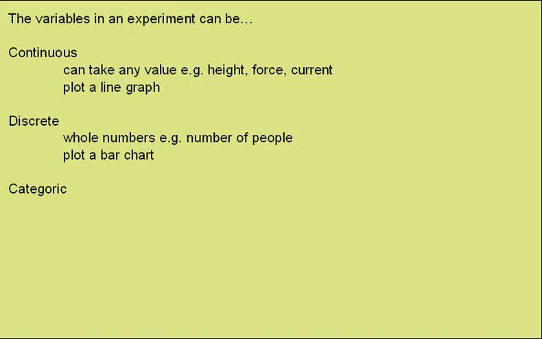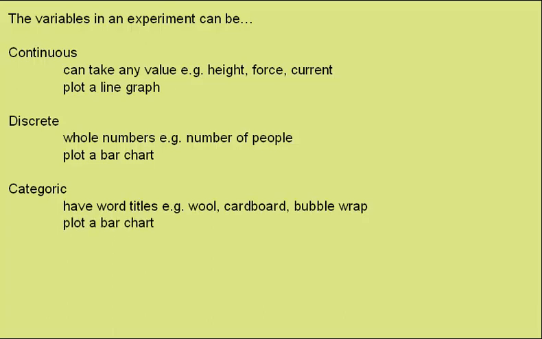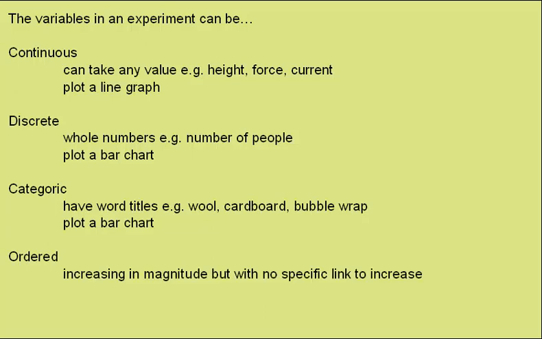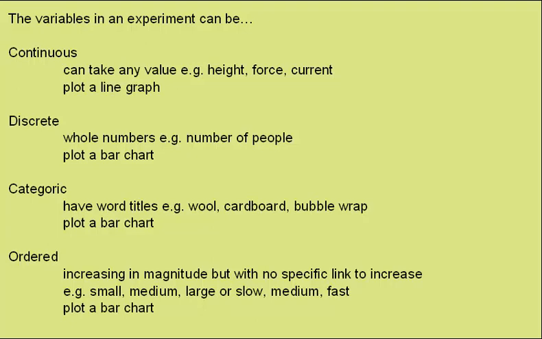They can be categoric. They have word titles, for example wool, cardboard, bubble wrap might be the categoric variables in an experiment on insulation. For these you would plot a bar chart. Finally, they can be ordered, where they increase in magnitude but with no specific link to the increase. For instance, small, medium, large, or slow, medium, fast. For this you would plot a bar chart.